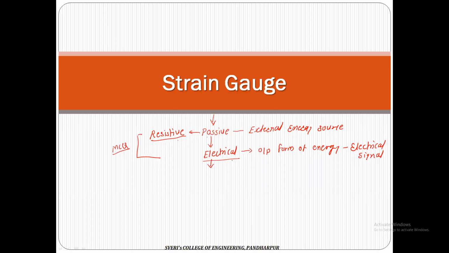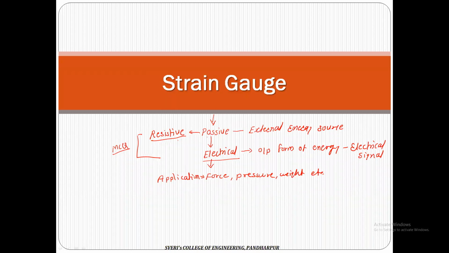Now see that again. Let me clarify one thing: there are so many types of strain gauges, and all types of strain gauges are used for the measurement of force. Now see what the applications of strain gauges are. Let me give that at the start: force, pressure, weight, etc. The strain gauges are used for the measurement of force, pressure, weight, etc.